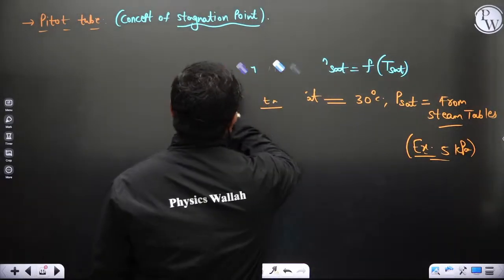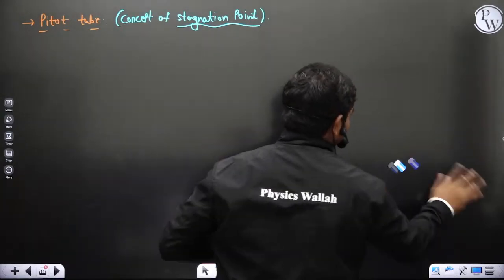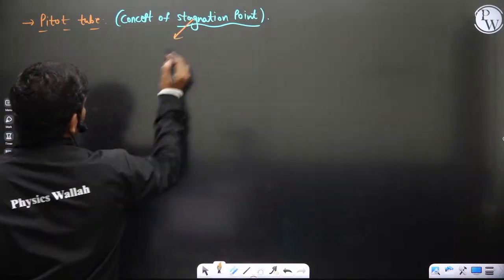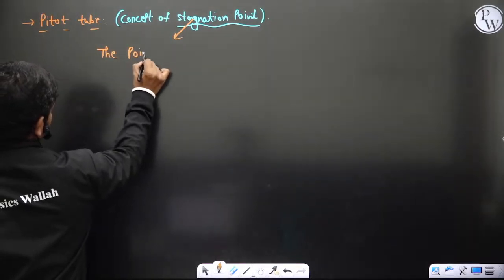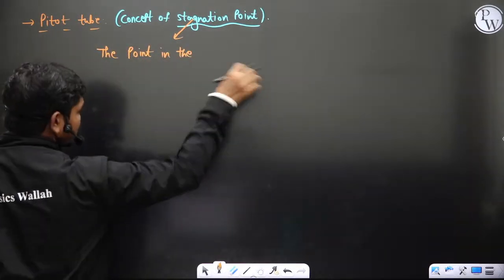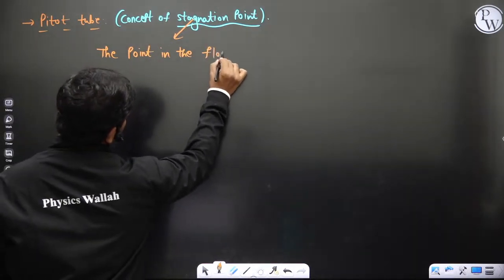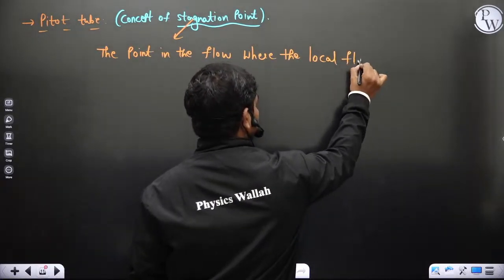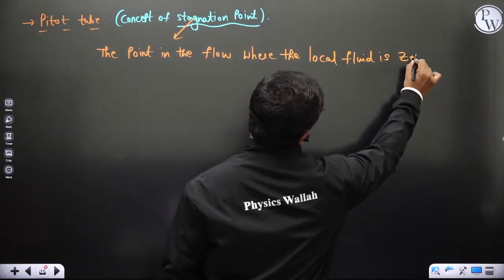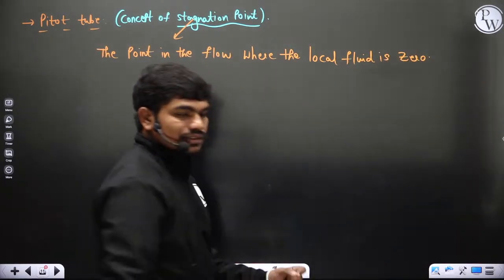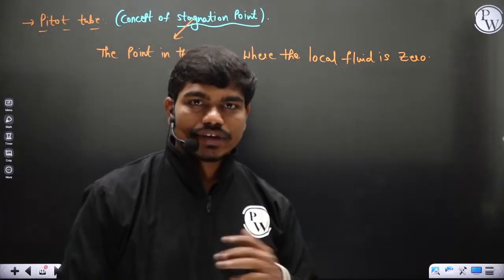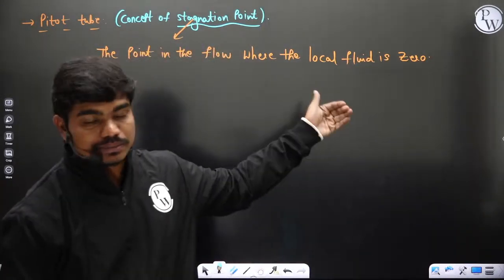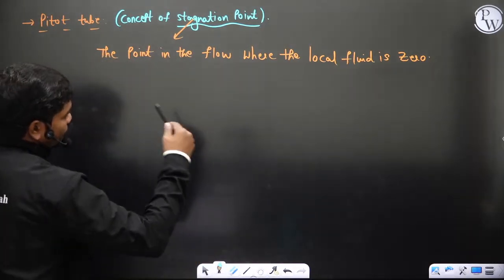Anyway, so we'll go to this concept of stagnation point. What is the stagnation point physically? It is the point or location in the flow where the local velocity of the fluid is at rest, is 0. We'll talk more about stagnation properties when we talk about compressible flows, maybe in the last but one lecture. So the stagnation point is where the localized fluid velocity is actually 0.